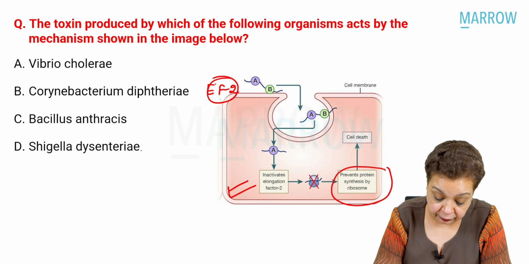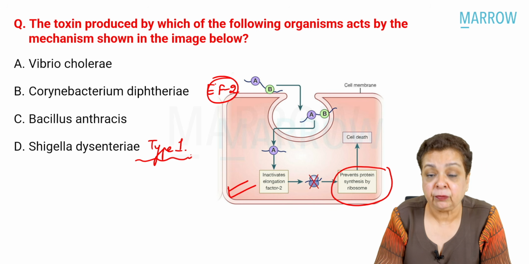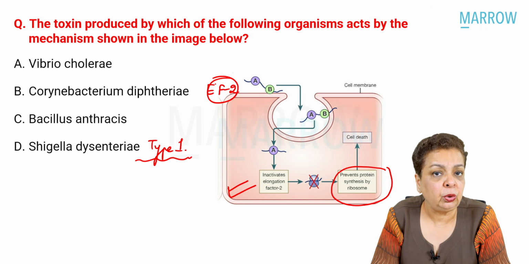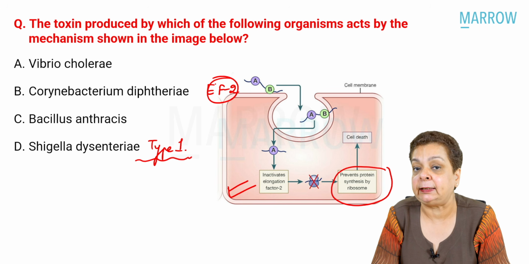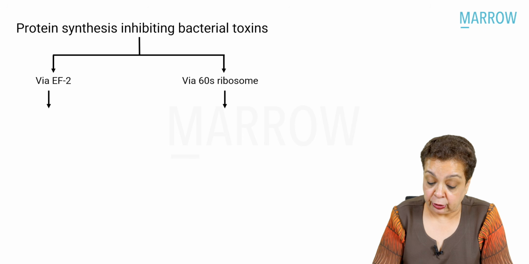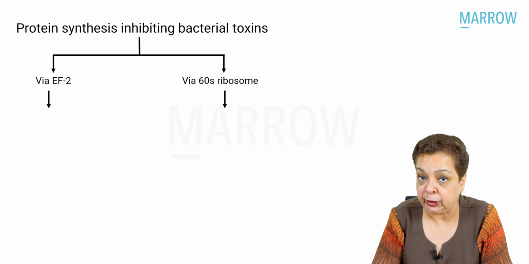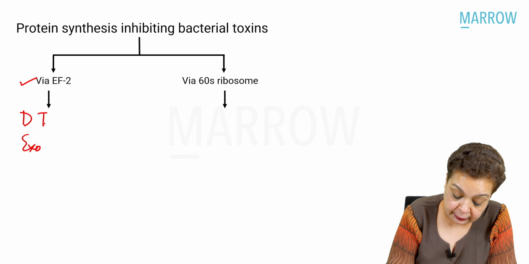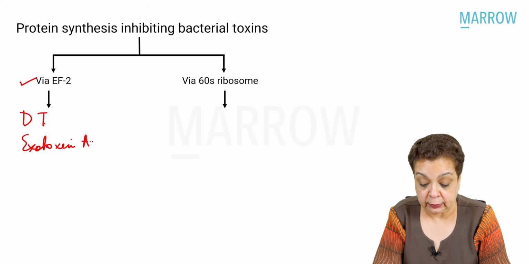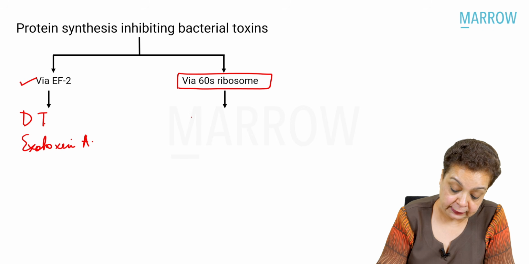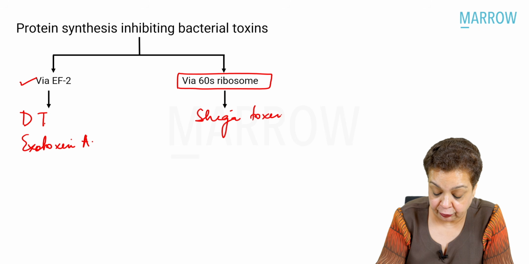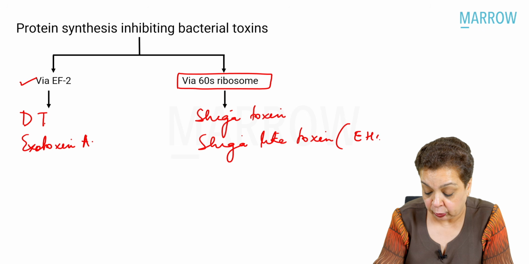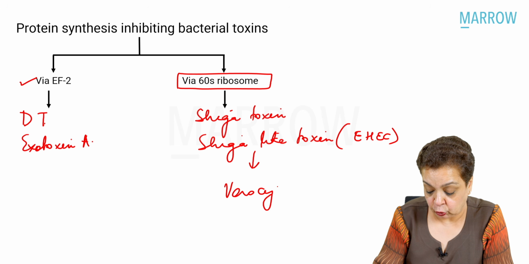And Shigella dysenteriae type 1 to be more specific, which produces the Shiga toxin. This also inhibits protein synthesis, but it does not act via elongation factor 2. It acts via its inhibition of the 60S ribosomal subunit. Now let's quickly recap the 4 toxins which act by inhibiting protein synthesis. 2 toxins act via elongation factor 2. These are diphtheria toxin and exotoxin A of Pseudomonas aeruginosa, and via the 60S ribosomal subunit, these are Shiga toxin, which is produced by Shigella dysenteriae type 1, and the Shiga-like toxin, which is produced by enterohemorrhagic E. coli. It's also called the verocytotoxin.